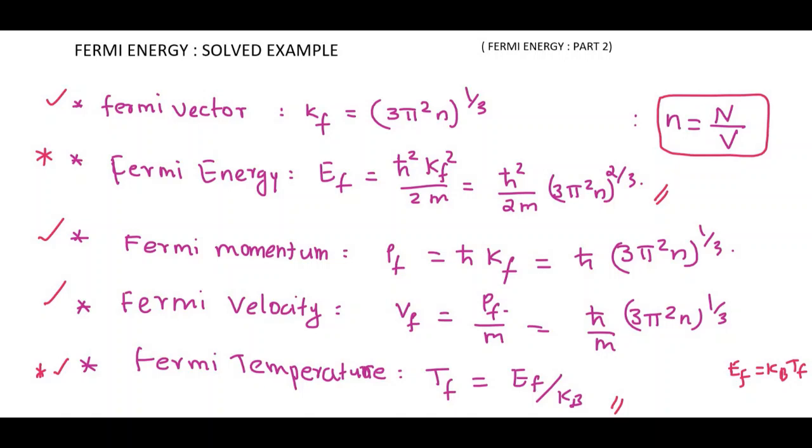So let's move to solve problems. So the first question is this one, estimate Fermi energy. So we need to find Fermi energy of sodium atom. Okay, it is given that density of sodium is 1 gram per centimeter cube. So we are going to solve this question.